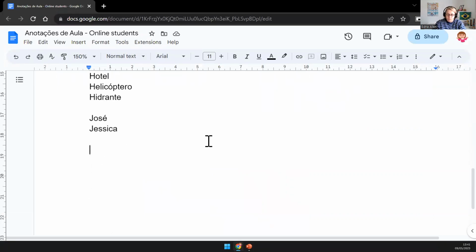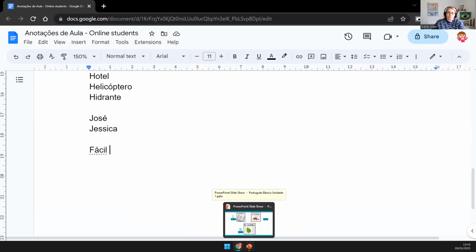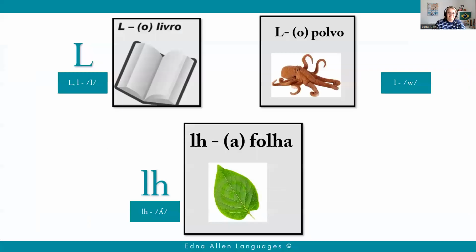That includes, like I said before, words that end with L. Let's think about the word easy, for example. We say fácil, fácil. See how it almost sounds like it's a U? Fácil. Tudo bem? Yeah, so never strongly pronounced like fácil or polvo. Certo? LH. LH has an L sound. So a folha. A folha. Tudo bem?